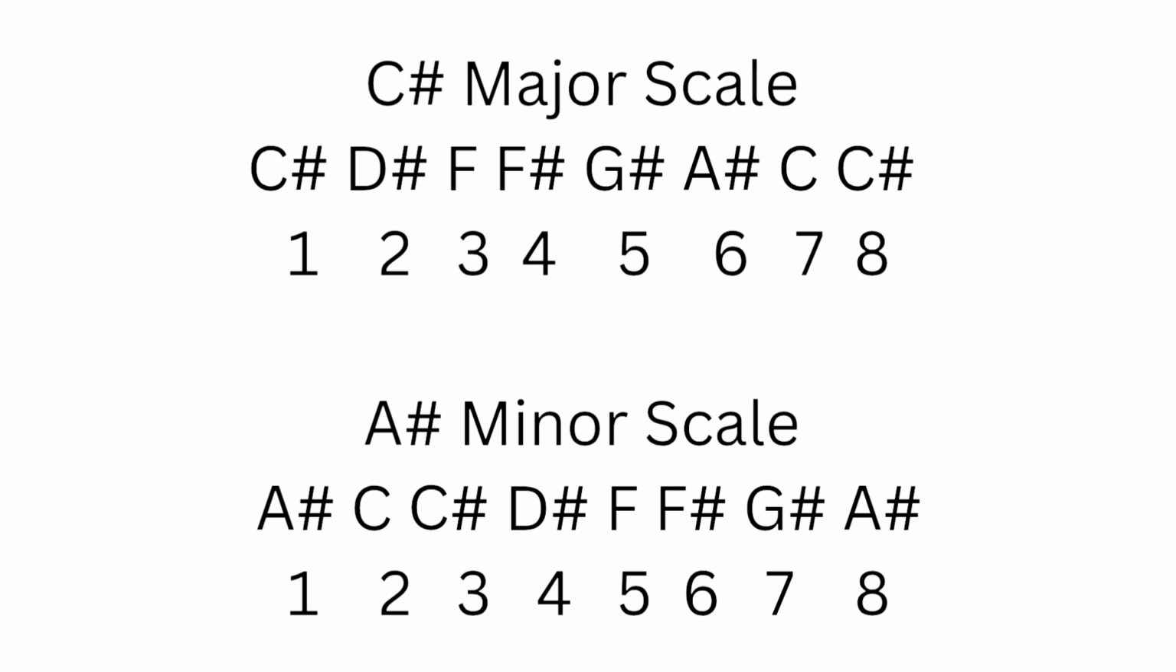The notes of A sharp minor scale are A sharp, C, C sharp, D sharp, F, F sharp, G sharp, and A sharp.